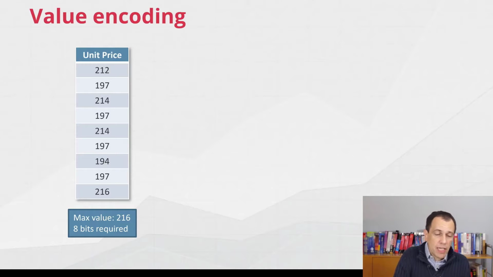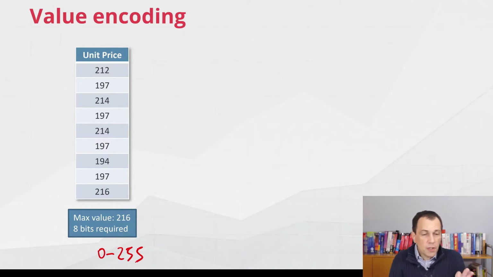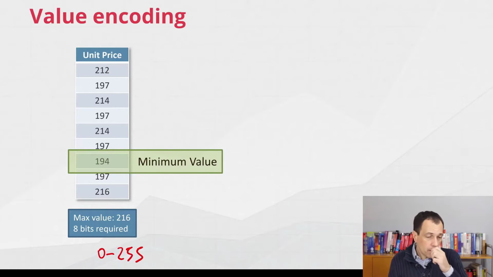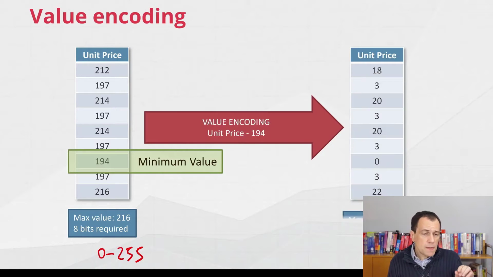With 8 bits, we can represent any number between 0 and 255. And if you look at the numbers here, these numbers are within this range. So we don't need 4 bytes for each row, we need only 1 byte for each row. However, if we spend time looking at the data, we can see that actually the minimum value is not 0, it is 194. And the maximum value is probably smaller than 255.